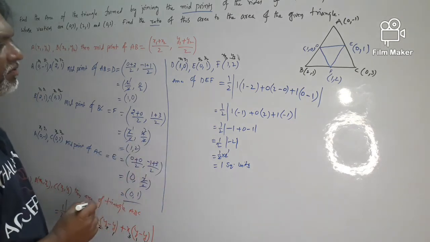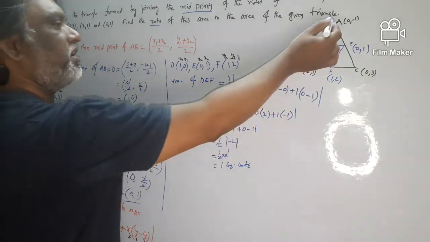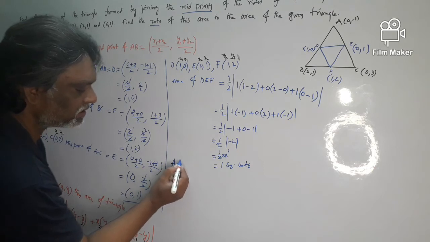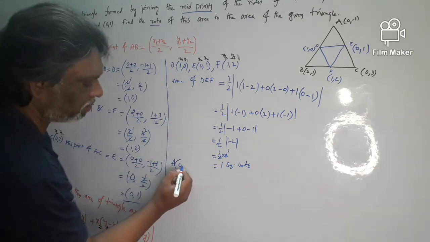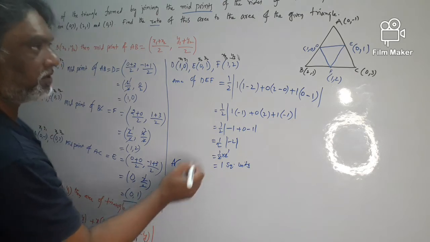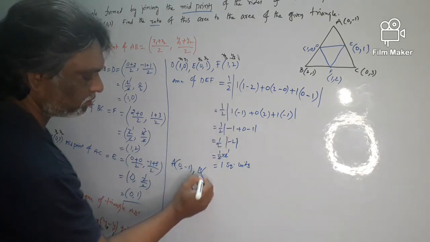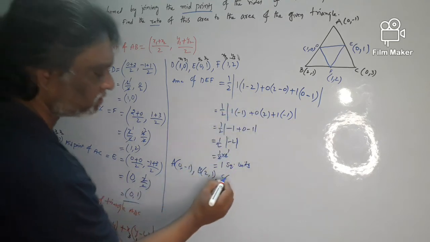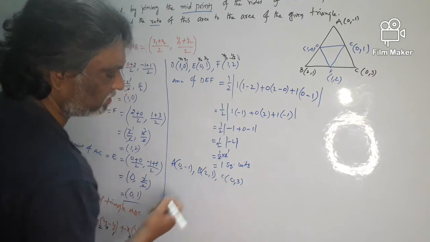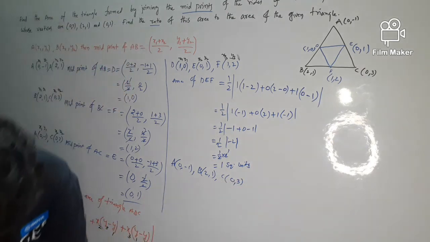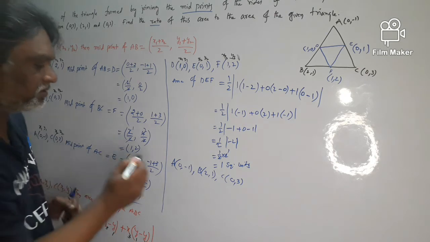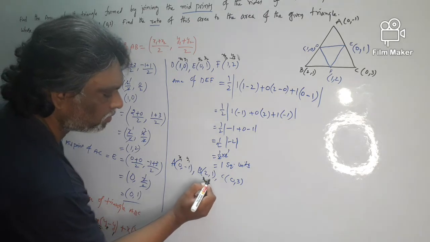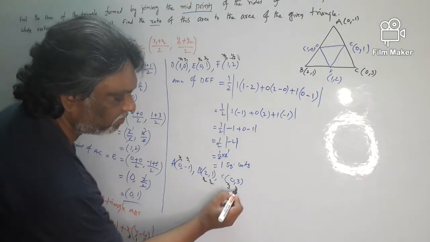Area of DEF. Now find the area of ABC. A is 0 comma minus 1. B is 2 comma 1. C is 0 comma 3. Now write x1, y1, x2, y2, x3, y3.